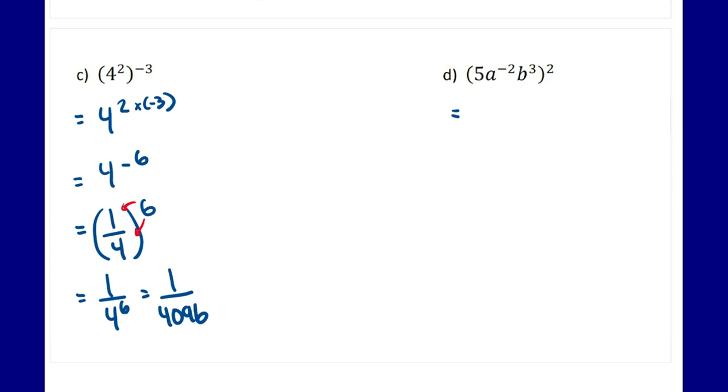For D, this is again a little bit different. This is now combining different components. We have a number, a 5. We have one variable or one power, a. We have another power with base b. And all of that is raised to a power of 2. So when you have something like this, the exponent on the outside applies to every single term.